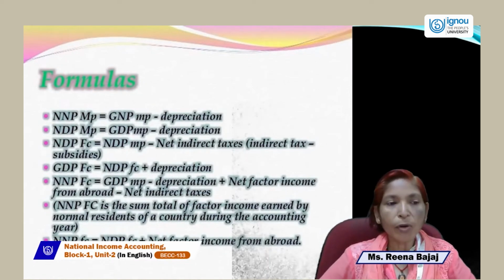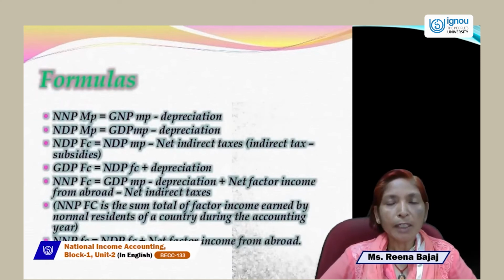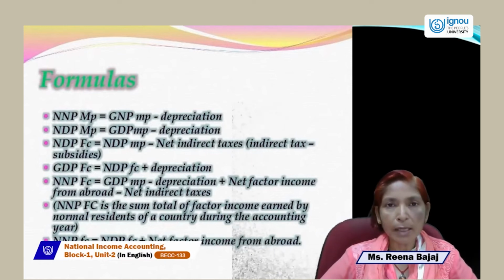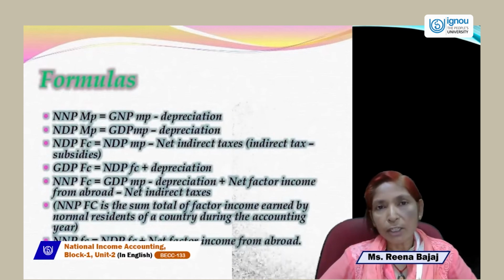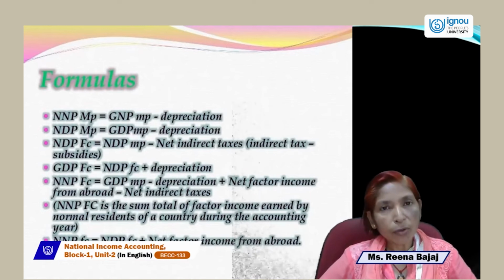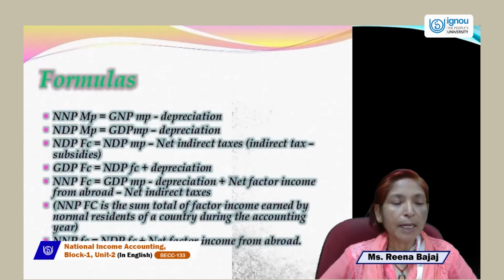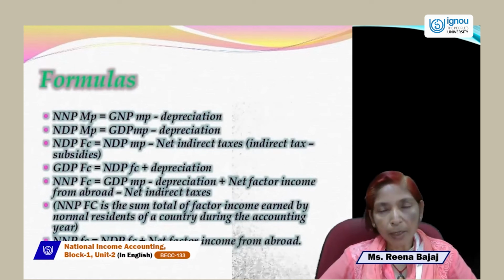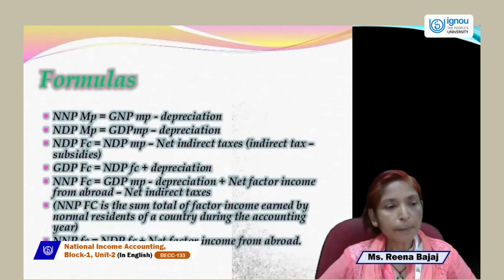NNP at MP, if we want to calculate it and GNP is given, then we have to convert gross into net. All other things are the same, there is only one difference, that is gross and net. If we deduct depreciation from the gross value, then we can get the net value. Net domestic product, if we want to calculate from GDP at MP, then we must deduct depreciation. NDP at MP to FC, NDP is the same. We have to change only market price to factor cost, so we have to deduct NIT, net indirect taxes.